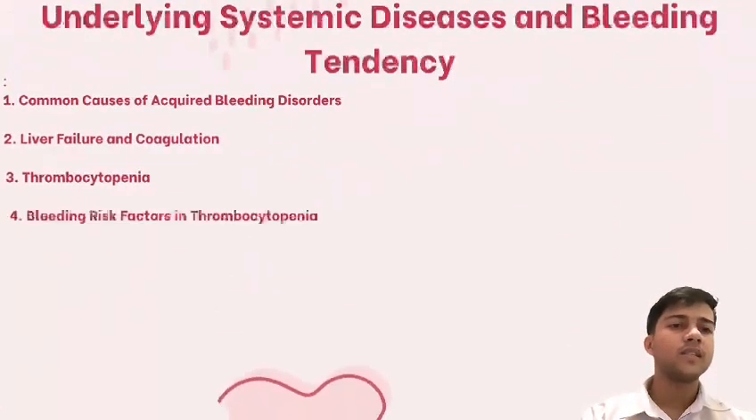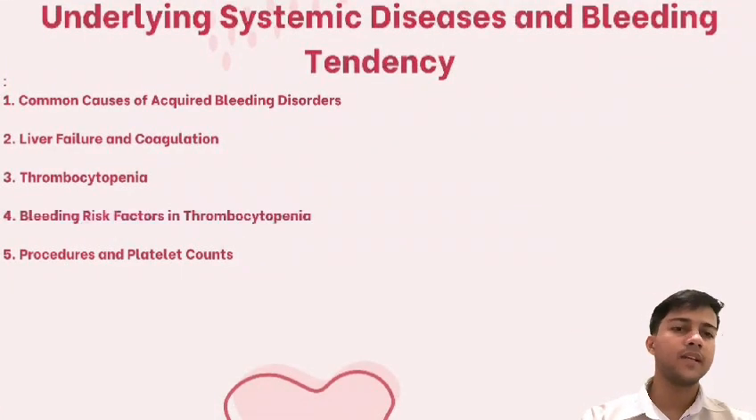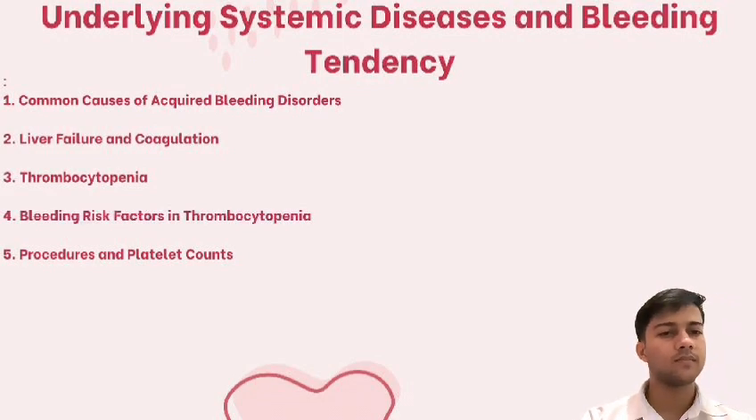Now, underlying systemic disease and bleeding tendency. Common causes of acquired bleeding disorders: liver failure and thrombocytopenia. Liver failure and coagulation: impaired clotting factor production. Thrombocytopenia: reduced platelet count increases bleeding risk. Bleeding risk factors in thrombocytopenia: severity of platelet reduction, procedural risks, procedures and platelet counts. Assess and manage platelet levels before procedures.